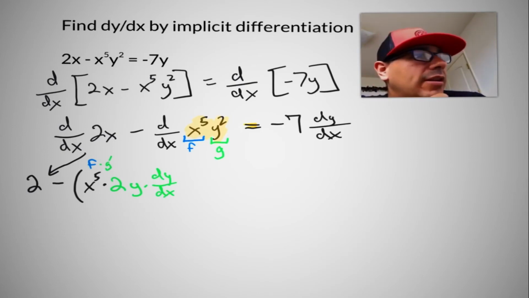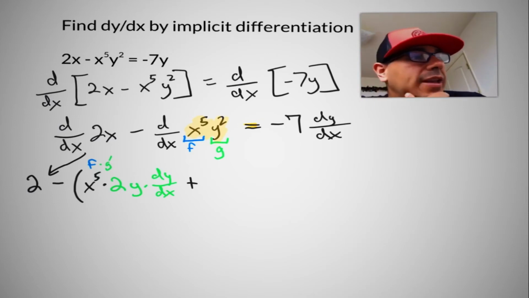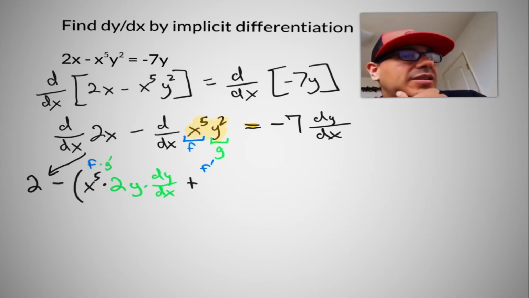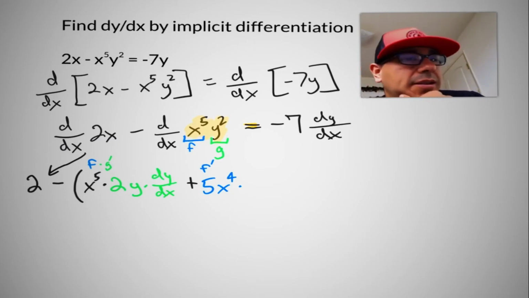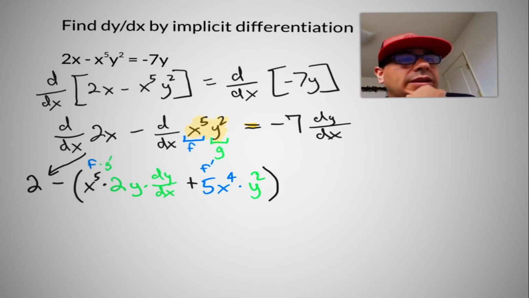And then we go ahead and continue. Plus, now we take the derivative of f, right? So we're going to take the derivative of f, which is x to the 5th power. So taking the derivative of that, we end up with 5x to the 4th times g, which is just y squared. All right, so there's our product rule right there.